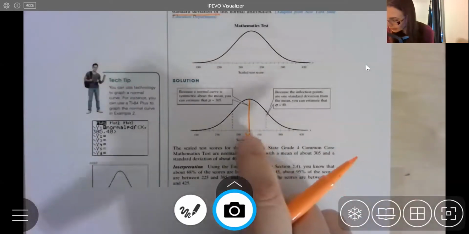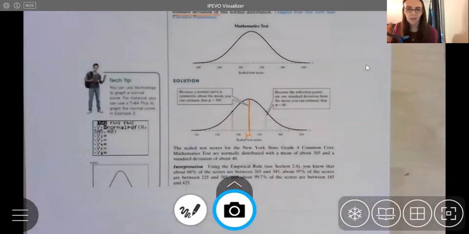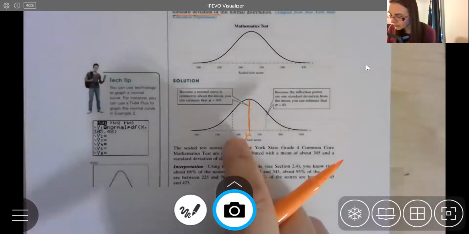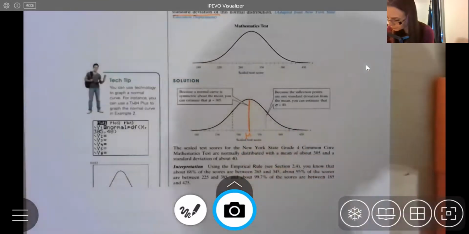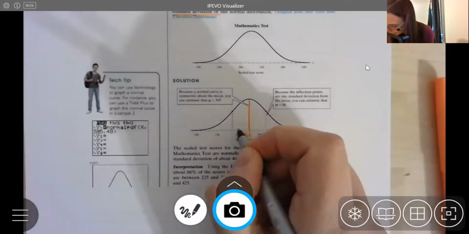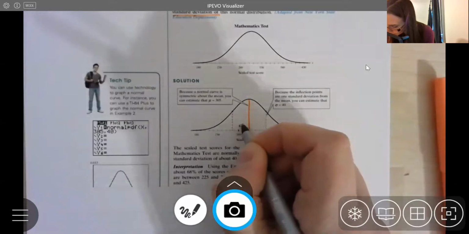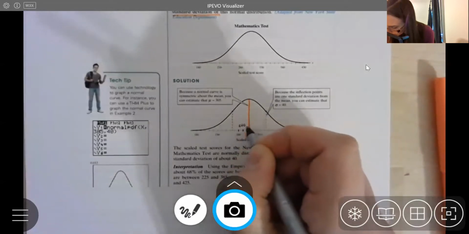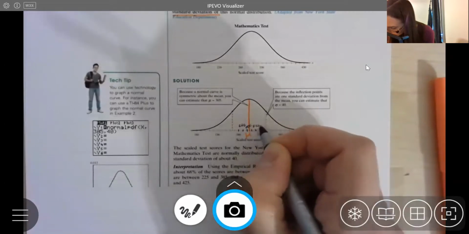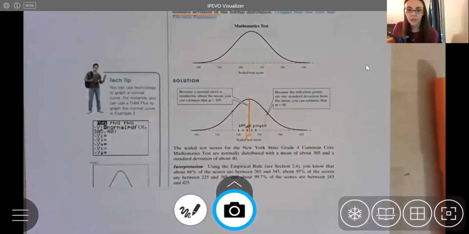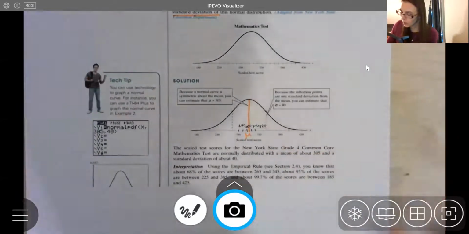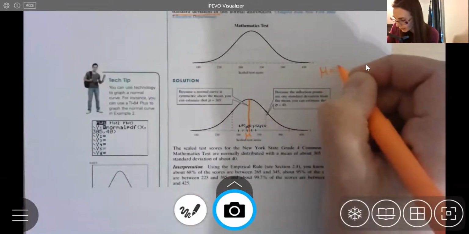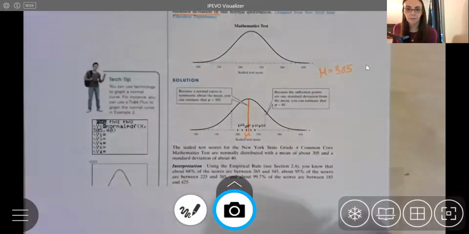Now you have to estimate the values. If you look at your tick marks, and again, the picture in the book's a bit clearer, the tick marks are going by tens. So this right here is 280. This one is 290. This one is 300. This one is 310, 320, and so on. So that mean is right in the middle of 300 and 310. So our mean looks like it's about 305.